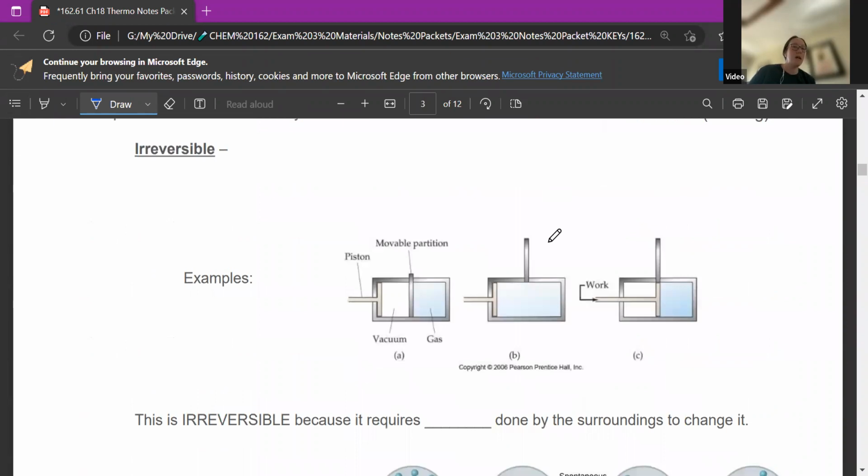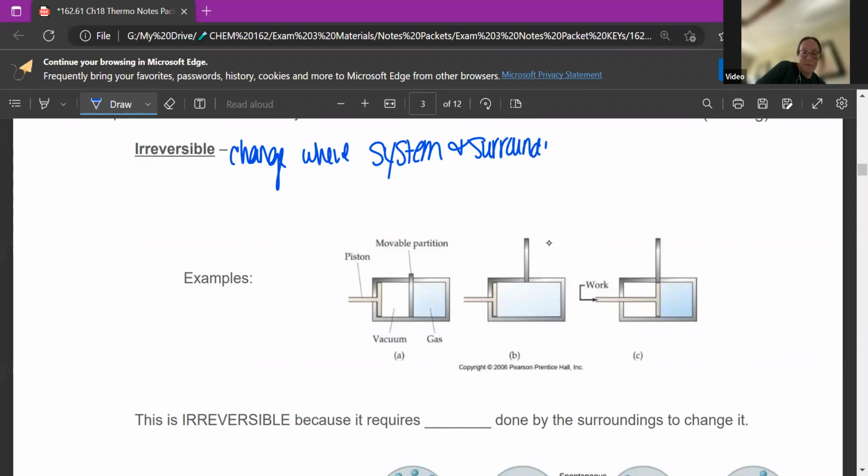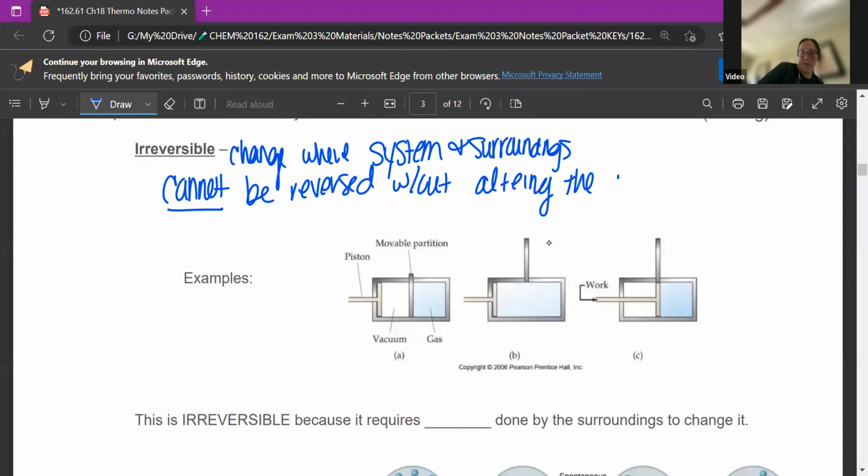Okay, and you're probably thinking of some chemical reactions, right? Like I burned something and now I have a bunch of ash. I can't just send it backward. And you're absolutely right. So irreversible processes are a change where the system and surroundings cannot be reversed without altering the system or surroundings in some way permanently.